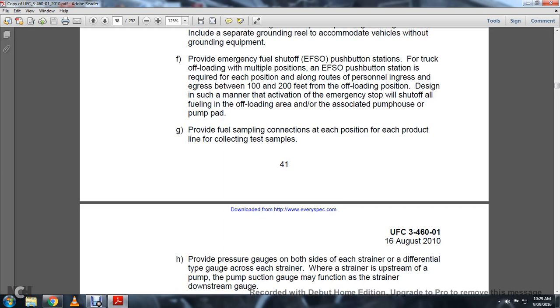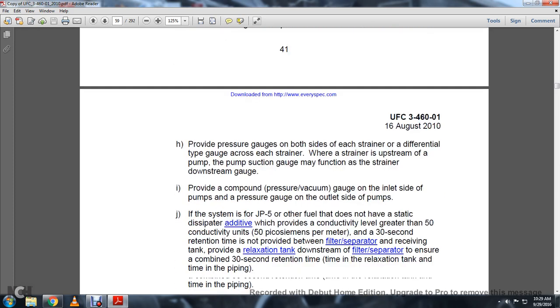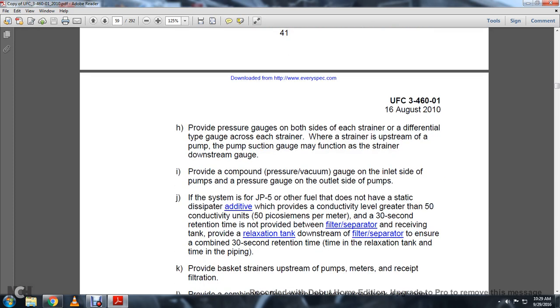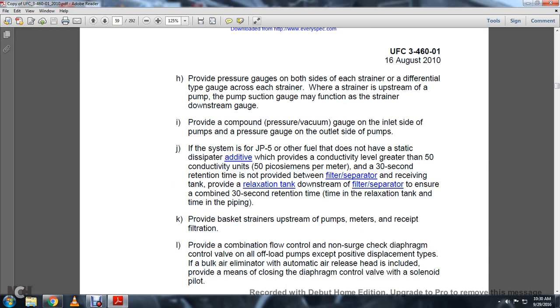G. Provide fuel sampling connections at each line for collecting test samples. Provide pressure gauges on both sides of each strainer, with a differential type gauge across each strainer. The pump suction gauge may function as the strainer downstream gauge. Provide a compound pressure vacuum gauge on the inlet side of the pump and a pressure gauge on the outlet side of the pump.